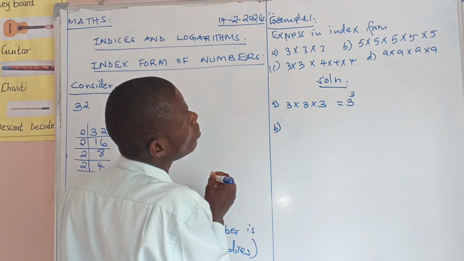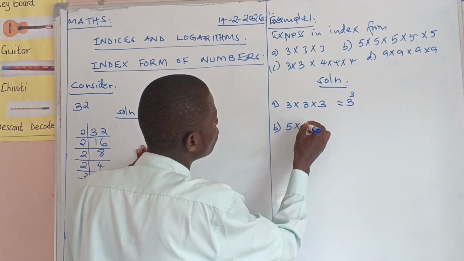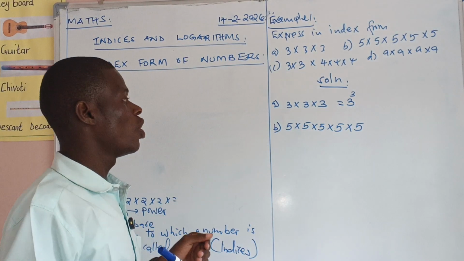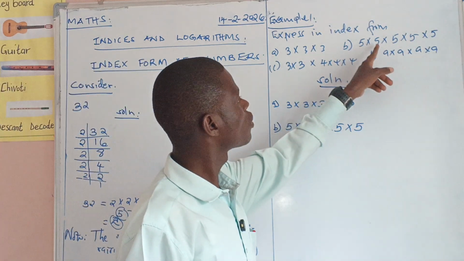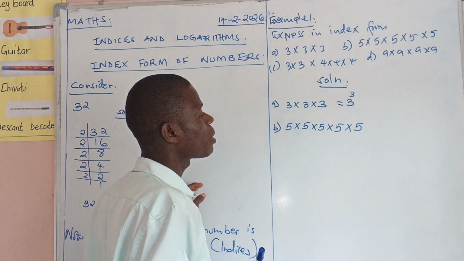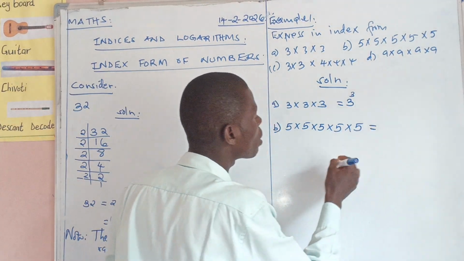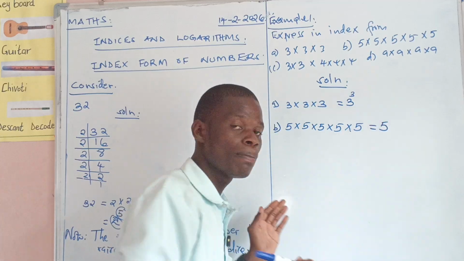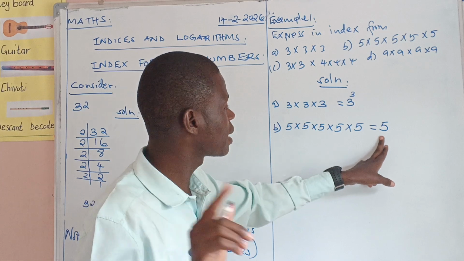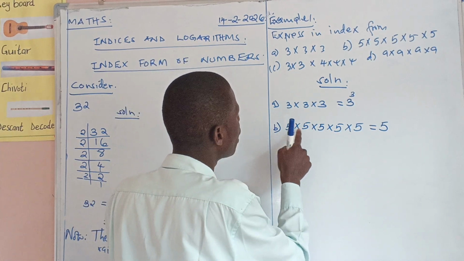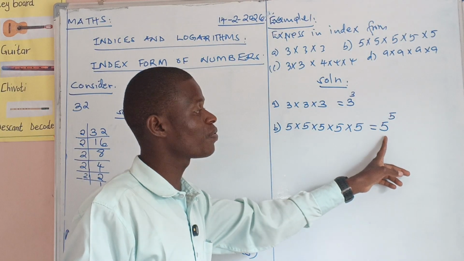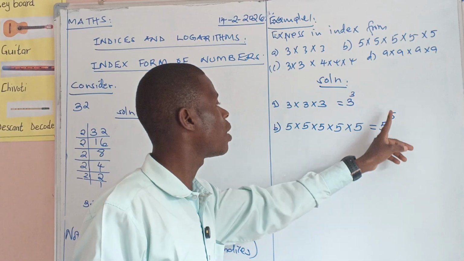Then B here, what do you have? 5 times 5 times 5 times 5 times 5. How many 5s do you have? 1, 2, 3, 4, 5. The 5 is multiplied by itself how many times? 5 times. So the number we are multiplying by itself is 5, and it will form our base. Then the number of times 5 is multiplied is 1, 2, 3, 4, 5. That's 5 times. So it is read as 5 raised to power 5.